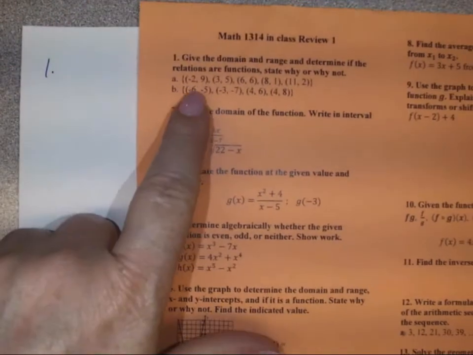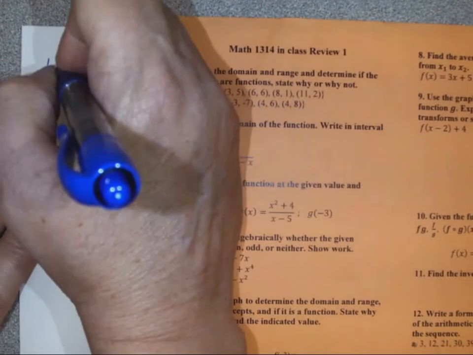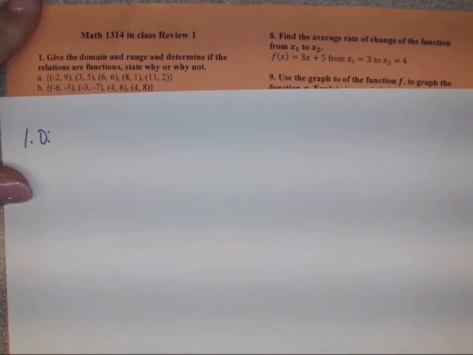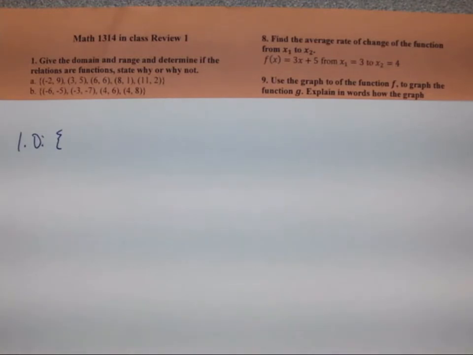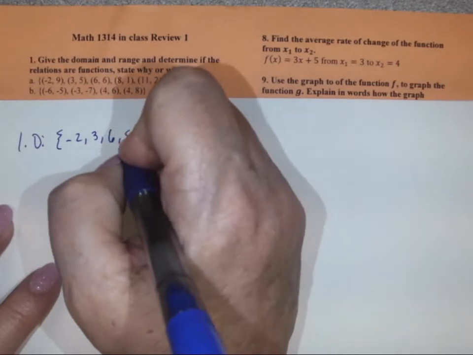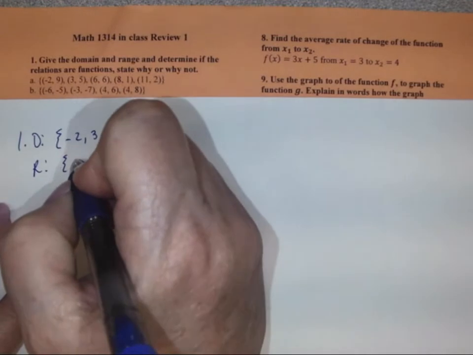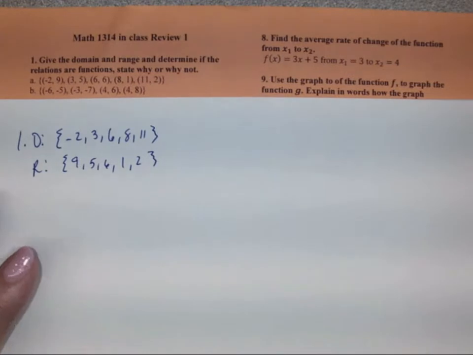So example 1. If we're looking at our domain, remember the domain is the x values. So the domain is going to be, slide this underneath here so you can see it while I'm working it, with a curly bracket, not parentheses, because we're not doing ordered pairs with the domain. It'll be -2, 3, 6, 8, and 11. And the range would be 9, 5, 6, 1, and 2. So is it a function?